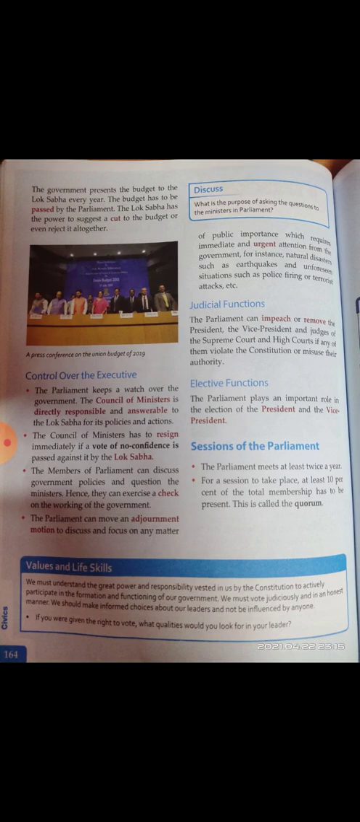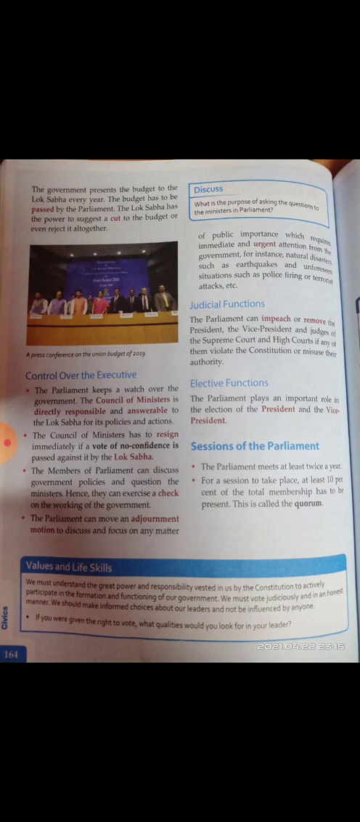Next important term you are having is adjournment motion. Parliament can move an adjournment motion. This means that if there is a sudden emergence of an incident which needs to be discussed urgently, then whatever matter the discussion was going on in the parliament can get stopped and that matter can be taken up and discussed in the parliament.